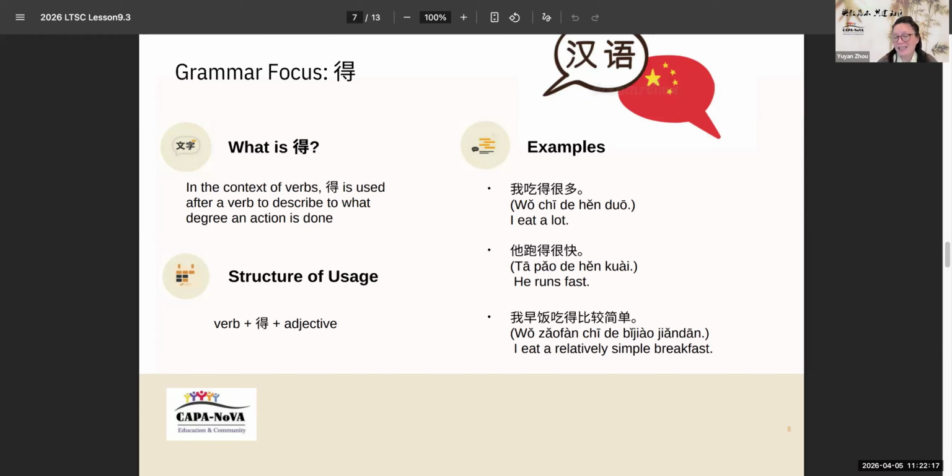的, 地, 得, they sound all similar, but they have very different meanings. In this particular case, 得 is sometimes used to emphasize, like I ate a lot, I ran really fast, I worked really hard. So again, it is almost like emphasizing and describing the degree of the action that gets done.